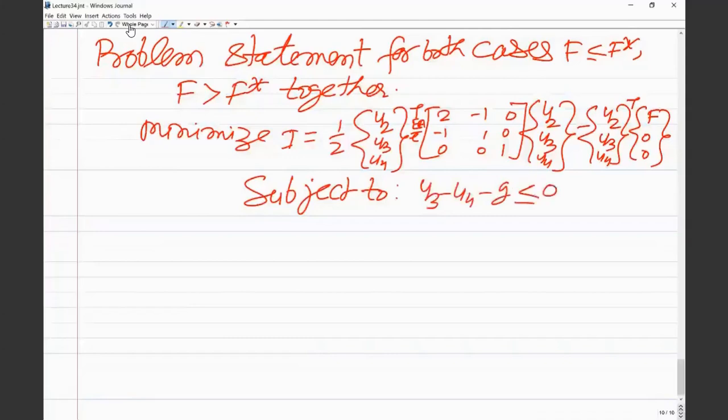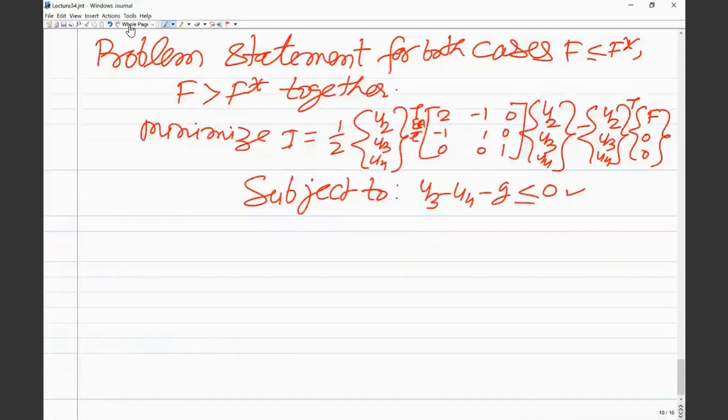So either U3 minus U4 minus G is less than 0 when the contact is open, and when contact is just closed, U3 minus U4 minus G will be equal to 0. So these are the conditions. The two possible conditions are combined into one. So then the problem statement is basically a single statement. All the possibilities are combined into a single problem statement.